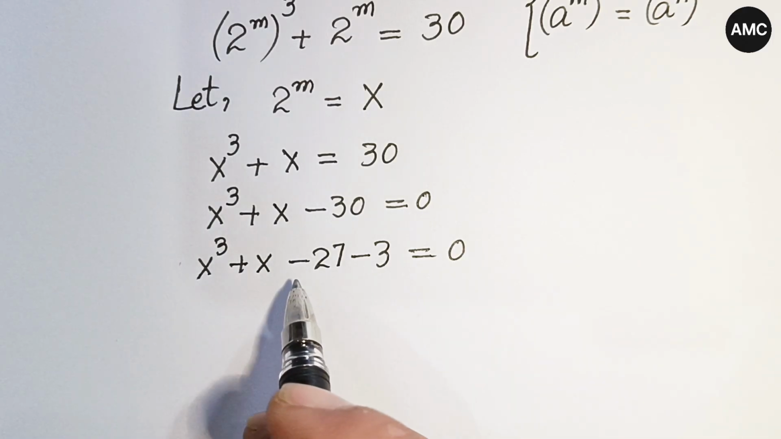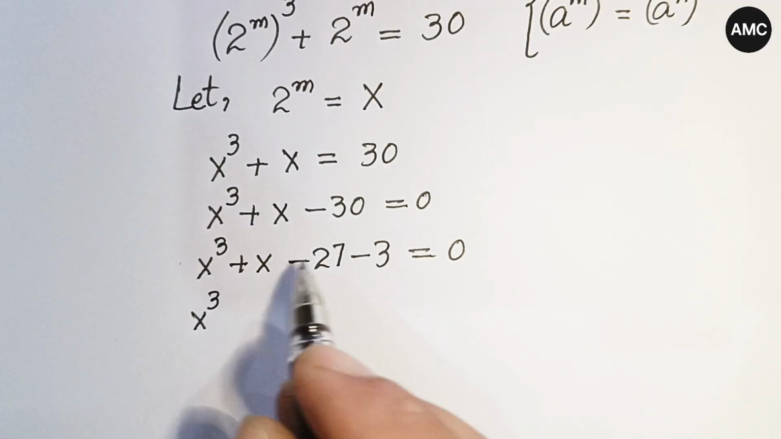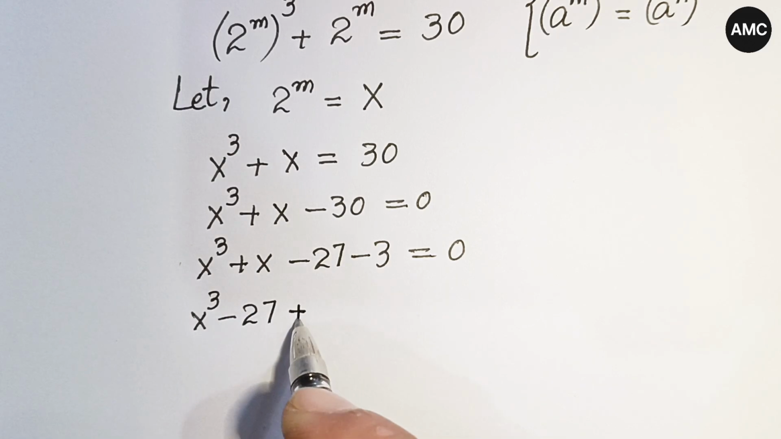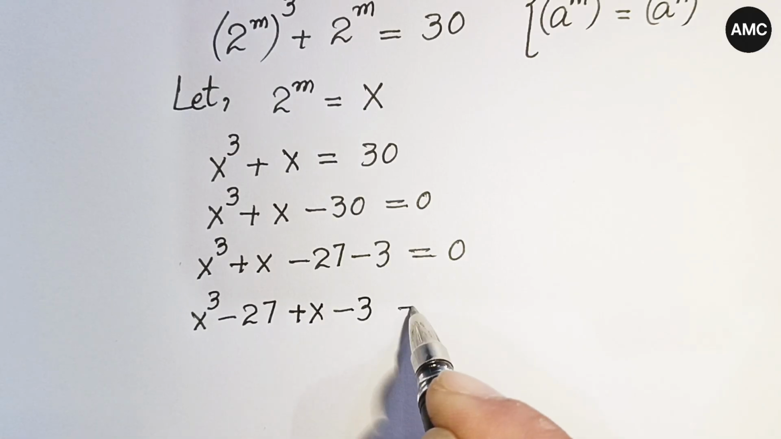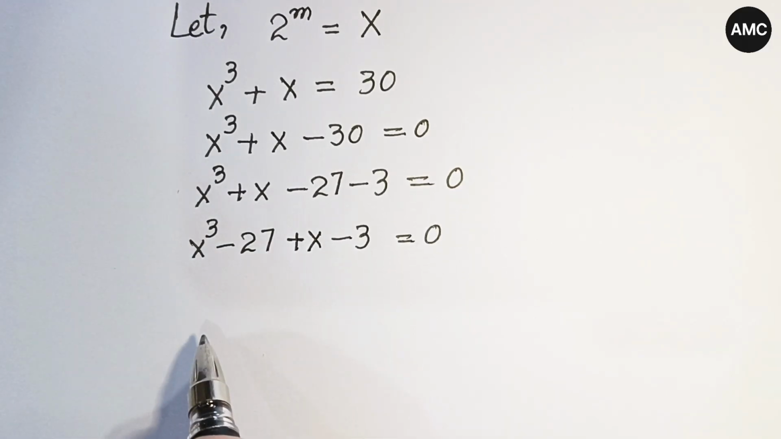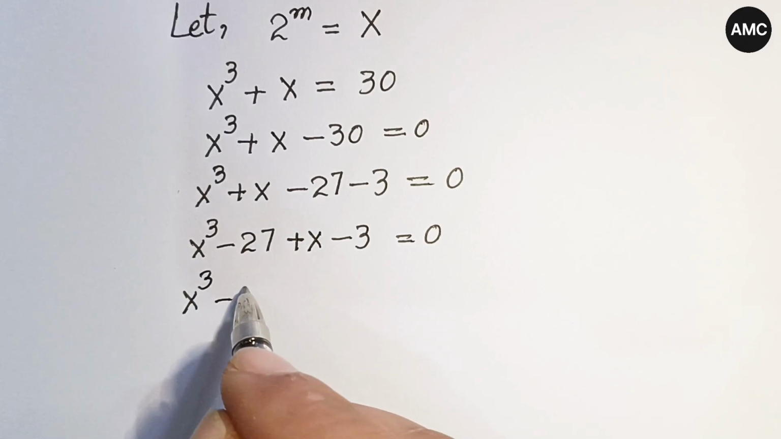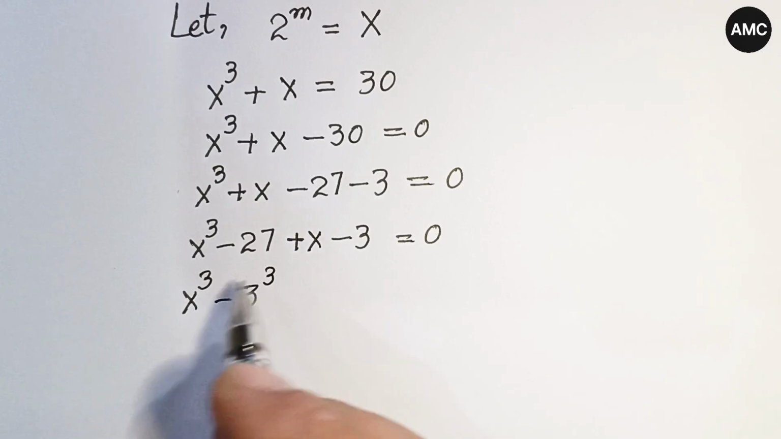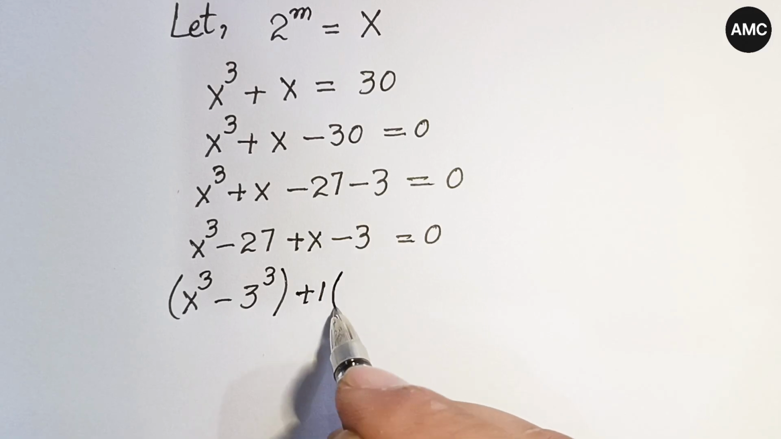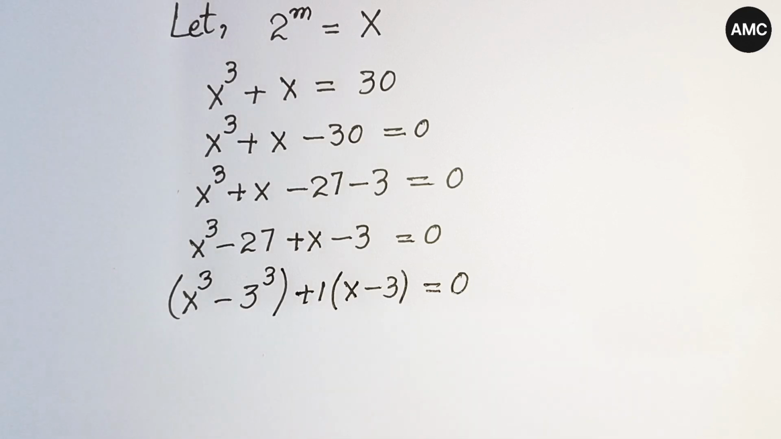Now we are going to make a perfect algebraic formula. So here this x cubed and this minus 27 can be written together, minus 27, and plus x minus 3 is equal to 0. We have rearranged this equation for our convenience. So here x cubed minus 27 can also be written as x cubed minus 3 cubed. So we make it our first pair, and if we take 1 as a common factor, then we have in parentheses x minus 3 is equal to 0.